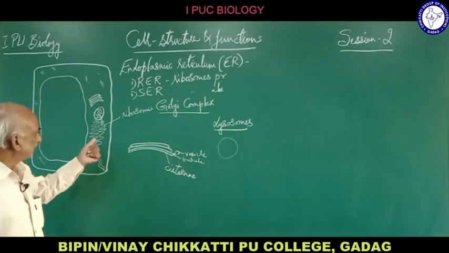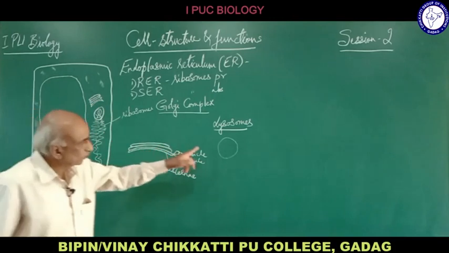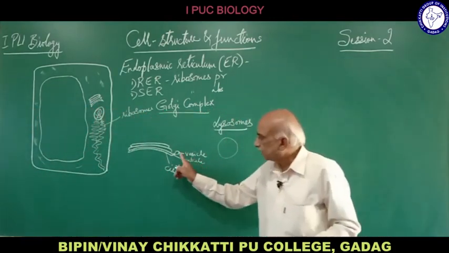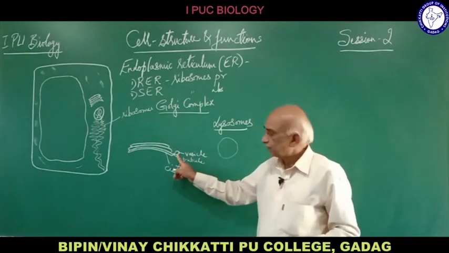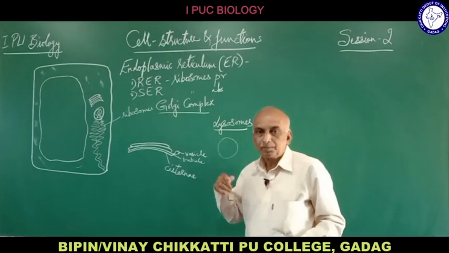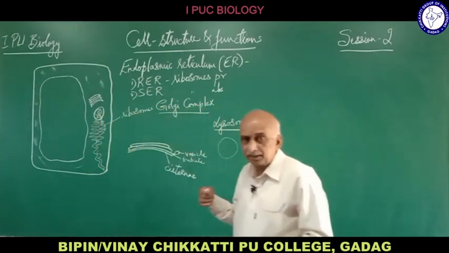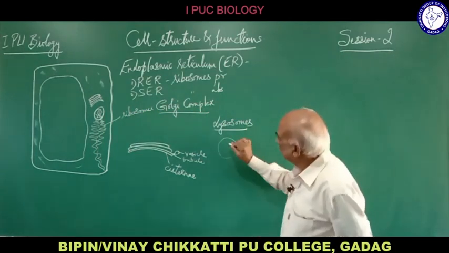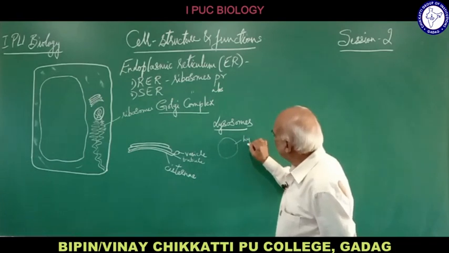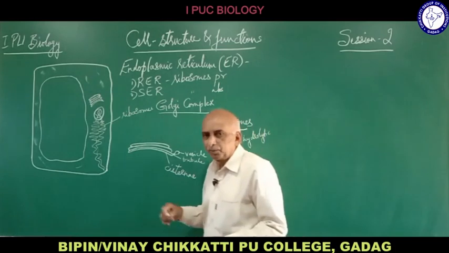Just like the endoplasmic reticulum is made up of membranes, the Golgi is also made of membranes. So these are small bag-like structures, and they originate from the Golgi complex. Lysosomes are born from the Golgi complex. These lysosomes contain enzymes called hydrolytic enzymes. These enzymes are nothing but proteins.